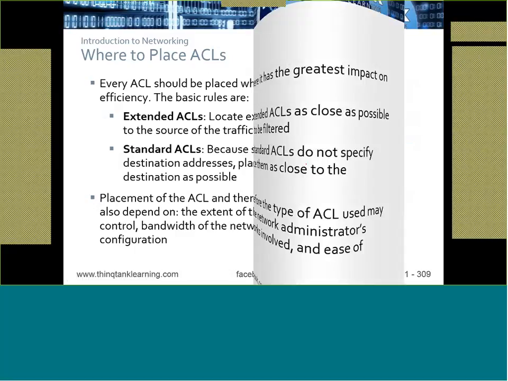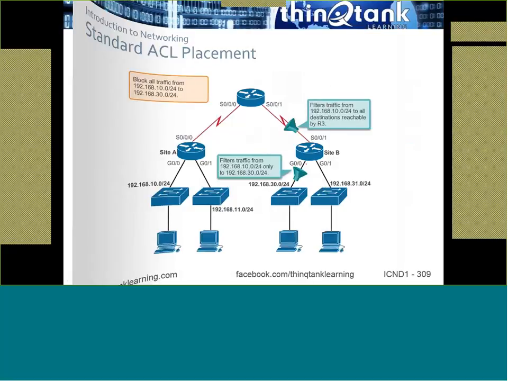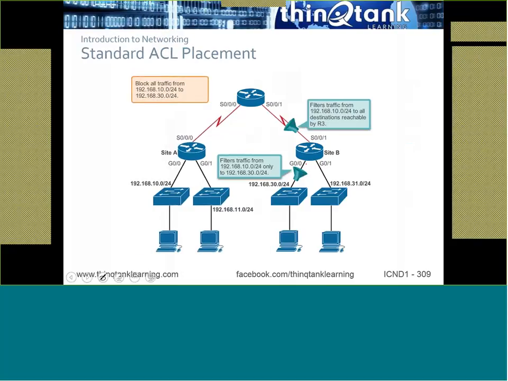I have a pretty diagram that allows me to describe this concept. Let's say that my goal in this case is to block traffic from the 10 subnet to the 30 subnet. Now let's say I applied a standard ACL here. Forget the ones over there on the right. I put a standard ACL here, thinking, well, let's go ahead and block that traffic close to the source.